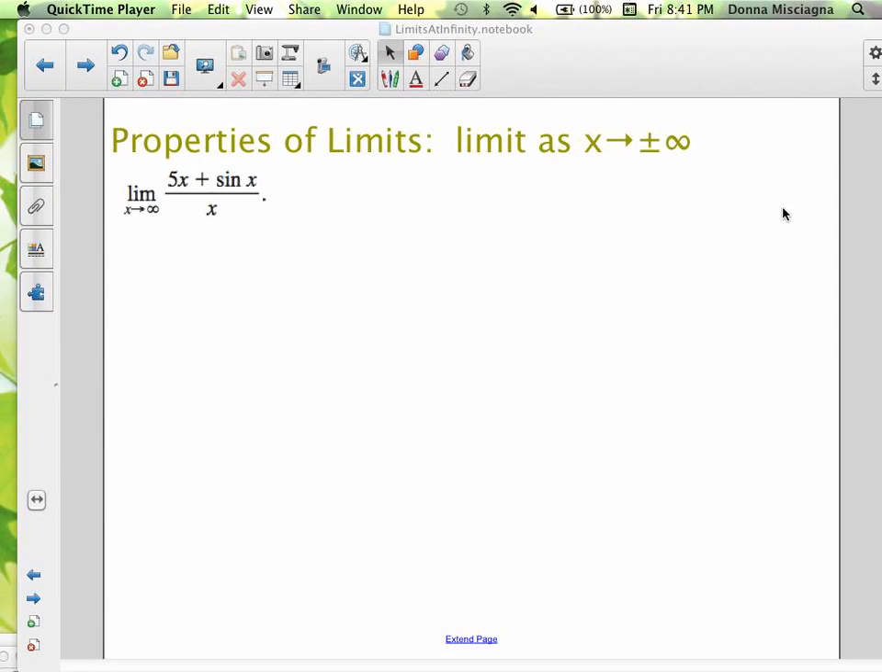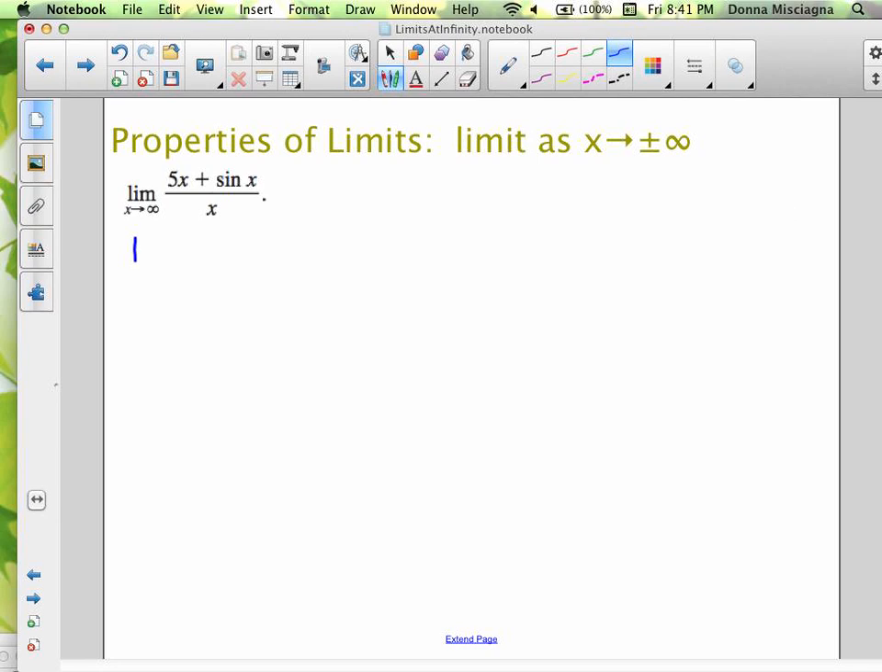Welcome back. Right, so let's look at this problem here. We're going to be using the sandwich rule, sandwich theorem, but it makes sense for us to simplify this first. All right, so notice we only have one term in the divisor. Let's divide each term by x.